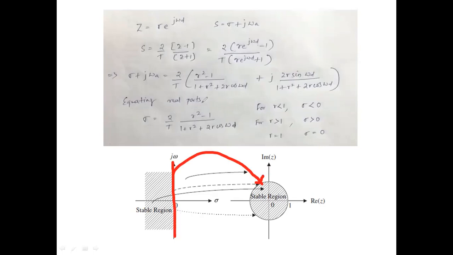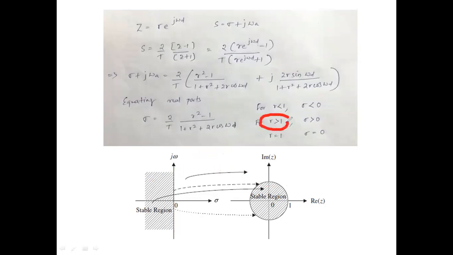So let us see this particular region. This particular radius r equal to 1, unit radius, that's what it indicates. So in this particular equation, for r value less than 1, say r equal to 0.5, what's going to happen? You end up getting sigma value negative. That means all the values of r inside the unit circle will map onto the left half of the S plane. Okay, that's cool.